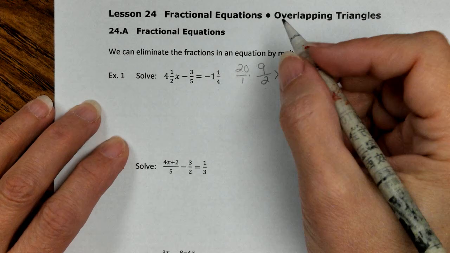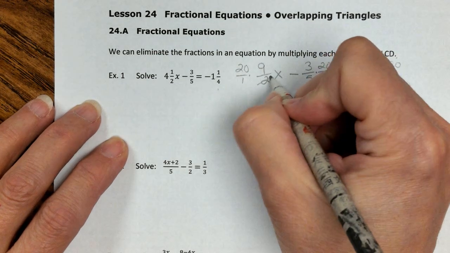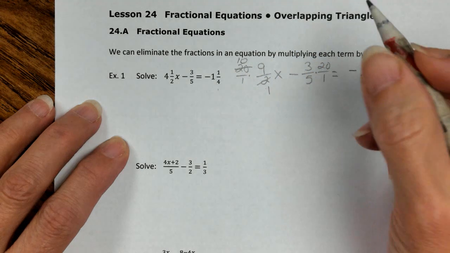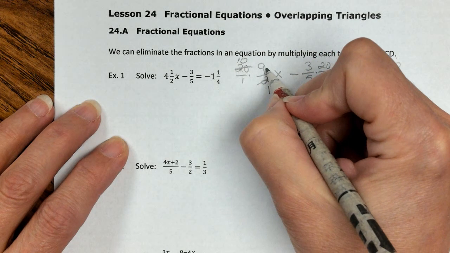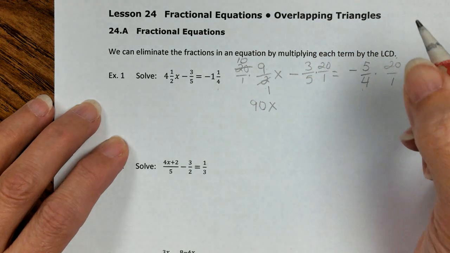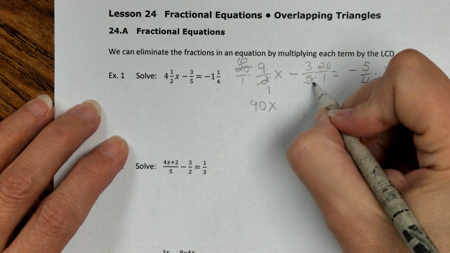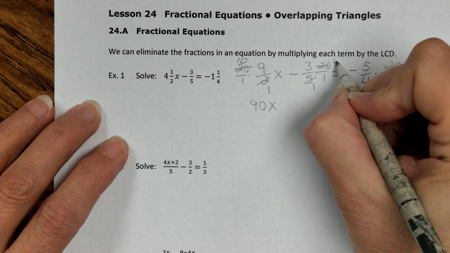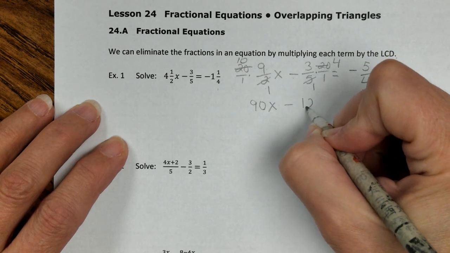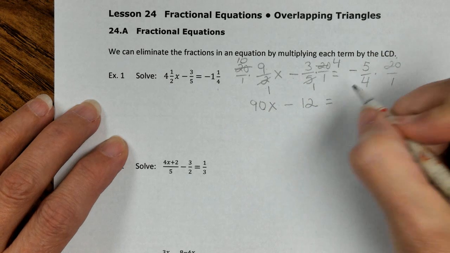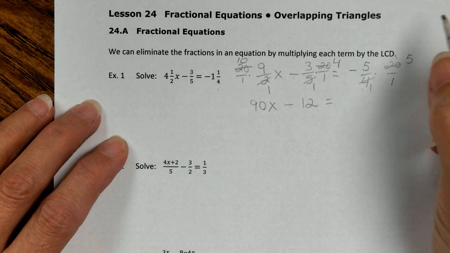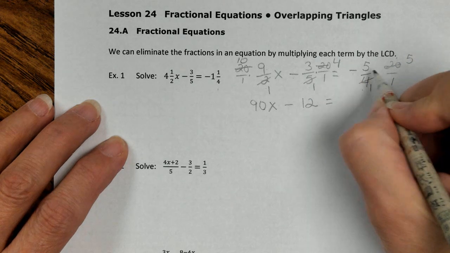Now reduce these. I'm going to cross cancel. 2 goes into 2 and into 20. And that's giving me 90x. And here 5 goes into 5 and into 20. So then I have a minus 12. 3 times 4 equals 12. And 4 goes into both of those. And that gives me a negative 25.